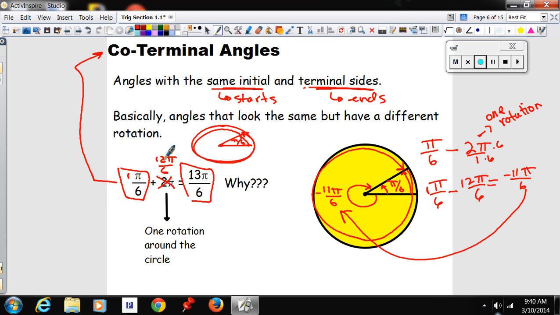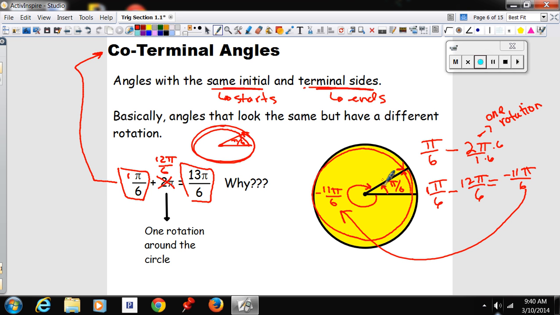You can go around the circle as many times as you want to go around the circle. You could keep adding rotation after rotation after rotation. If I added 12 plus 13, I'd get 25 pi over 6. That's another angle that looks exactly the same, but it's around one more time. In trig, you can go around the unit circle as many times as you want.